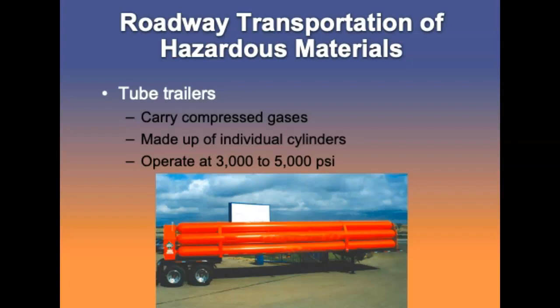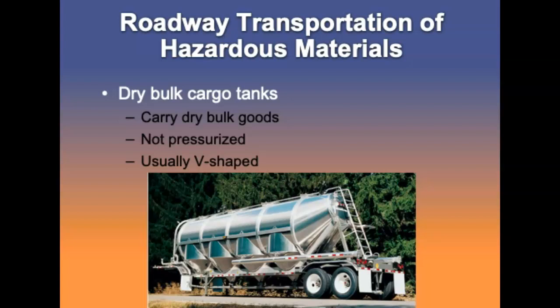And then you have bulk cargo. These are dry tanks, and they carry bulk goods such as powders, pellets, fertilizer, and grain. They're not pressurized, and they usually have a V shape with rounded sides.